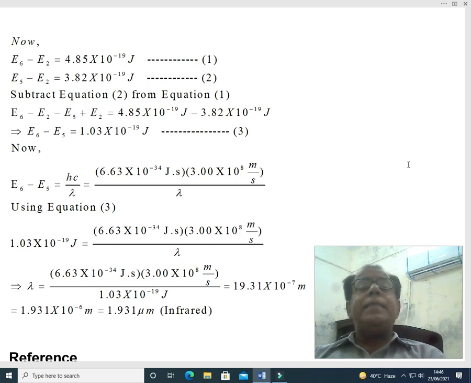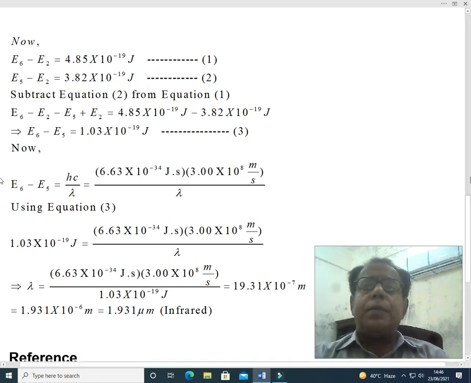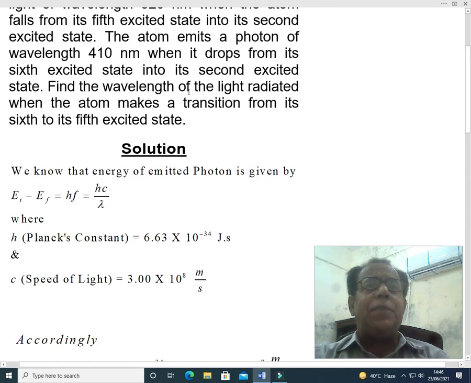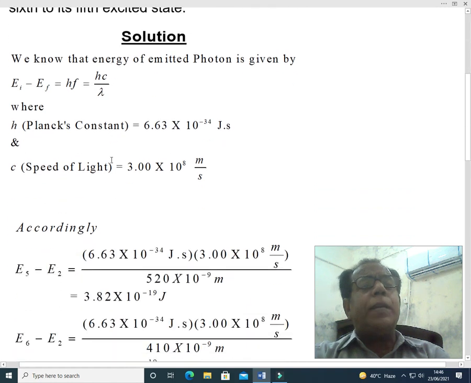Dear students, in this statement we have been provided the wavelength for E6 minus E5. Let us see the situation. Find the wavelength of the light radiated when the atom makes a transition from its 6th to its 5th excited state. This wavelength is to be determined, while E6 minus E5 we have calculated.